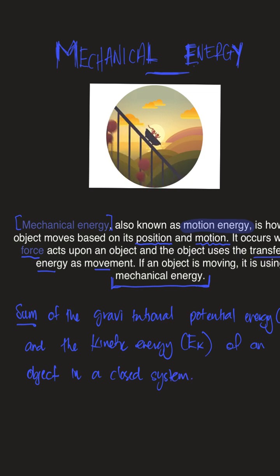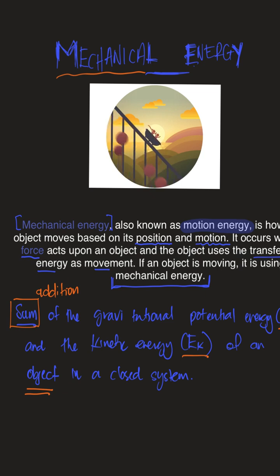So what we're looking at then, let's see, here's another color. When we talk about sum, it means addition, right, of the gravitational potential energy, which is your EP, and your EK, of an object. So if I'm looking at mechanical energy, I'm looking at one object. I'm not looking at multiple objects at a time. If I'm looking at, let's say, this roller coaster that we can see here with these two kids in it, that whole thing is one object. We're only focusing on that object.